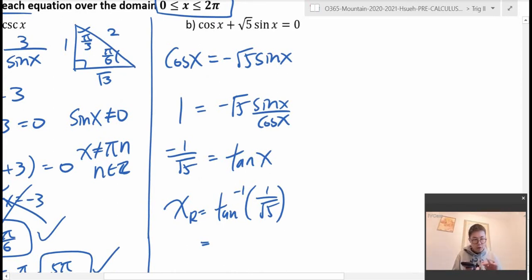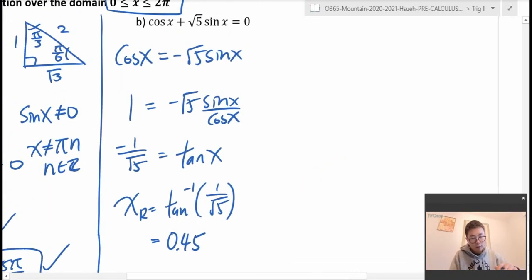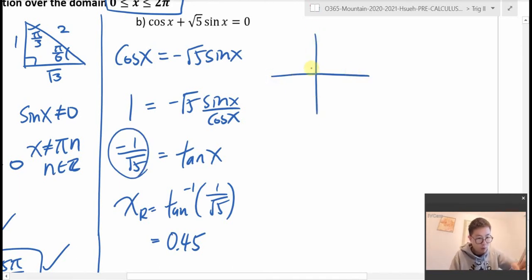And I always preach that when you try to find the reference angle, you always take the inverse trig of the absolute value of the ratio, right? So notice it's negative 1 over root 5 here, but for my reference angle, I only put positive 1 over root 5. Okay, anyways, the reference angle to two decimal places is 0.45.